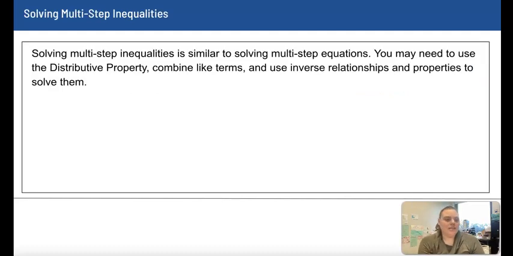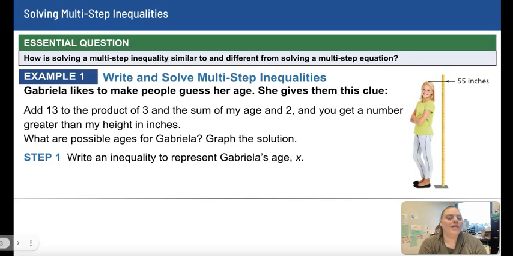This is a quick reminder that solving multi-step inequalities will be similar to solving multi-step equations. You may need to use the distributive property, combine like terms, and use inverse relationships and properties to solve them. Our essential question is, how is solving a multi-step inequality similar to and different from solving a multi-step equation? So it's very much like our questions from lessons 1 through 3.